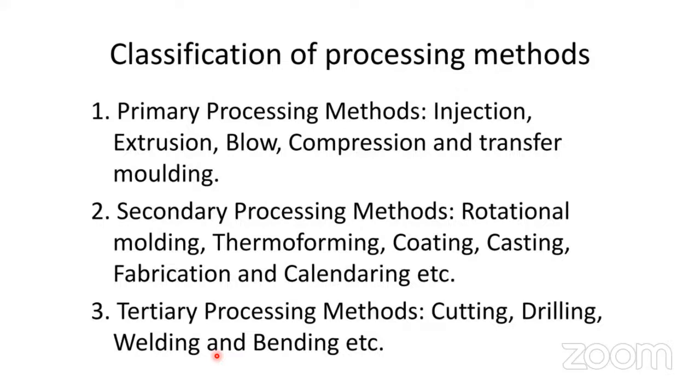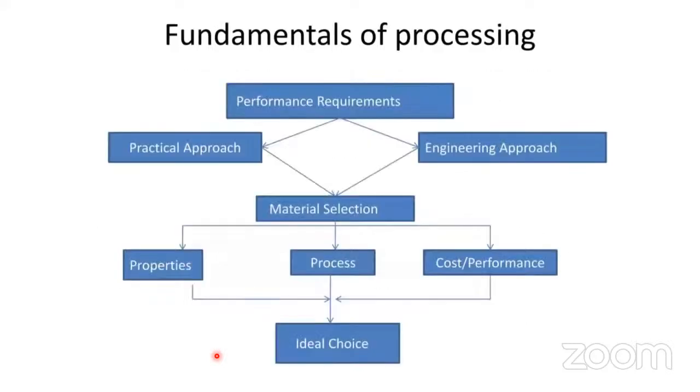After finishing it, suppose you want to drill there, you can drill. But that is after manufacturing the article, and that's why this is a tertiary processing method. Or maybe you want to weld something to your original part. That is also a tertiary process. These are the basic ideas about the classification of the processing methods on the basis of primary, secondary, and tertiary steps.